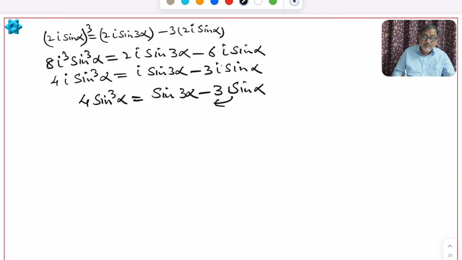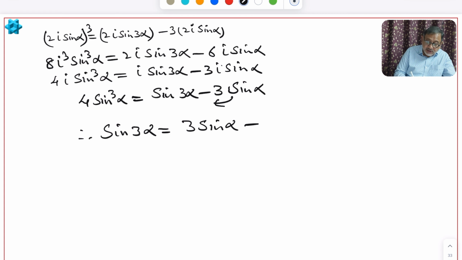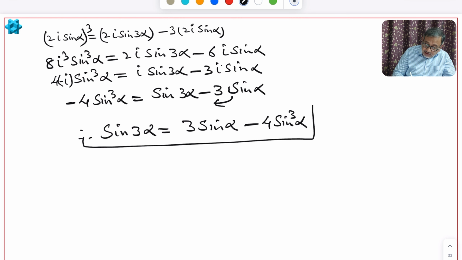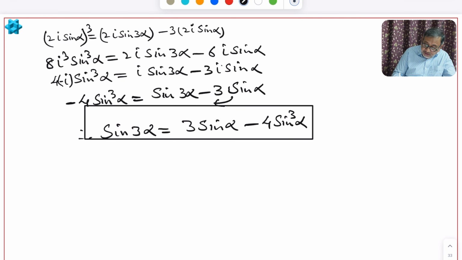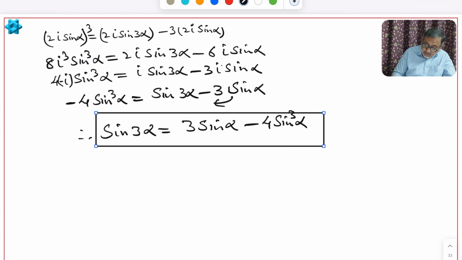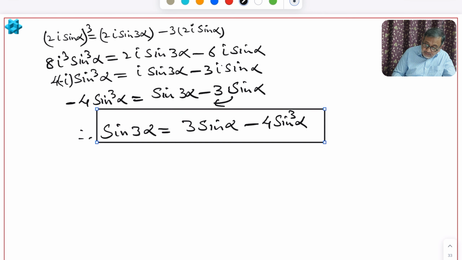Take this there. So sin 3 alpha will be 3 sin alpha. i cube is minus i. Sorry, I forgot to write here minus sign. So minus it will be, so minus 4 sin cube alpha. This is the result they wanted from us, right? Okay.